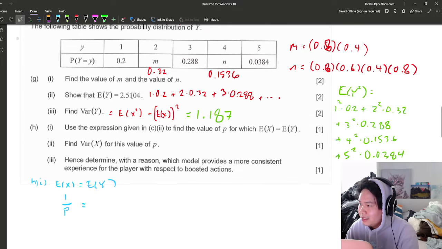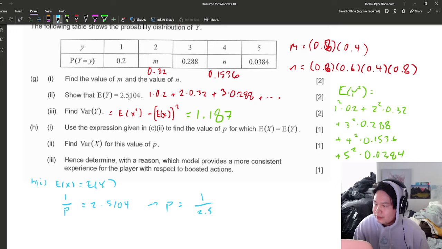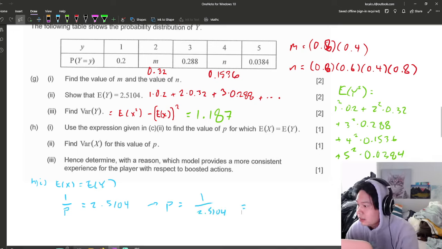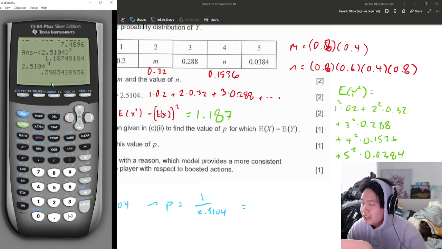Wait, we know what E(Y) is. They told us here, right? Okay. So this is just equal to 2.514. So, okay, yeah, this is only one mark. So p is 1 over 2.514, whatever this is. Here we go. 0.398.